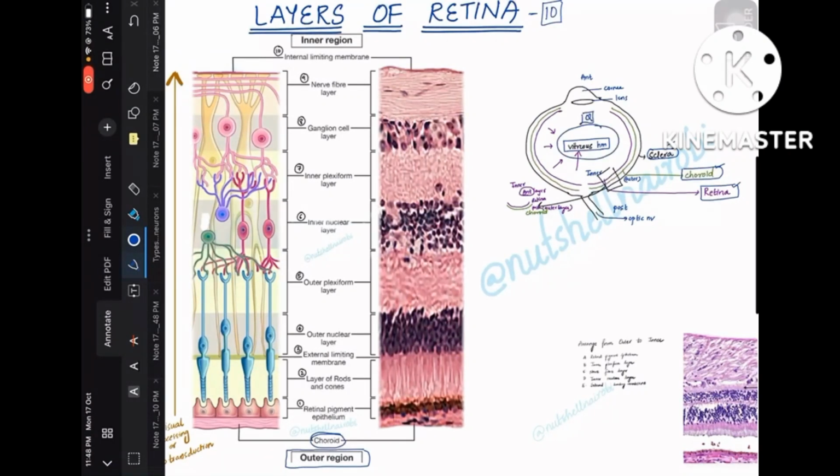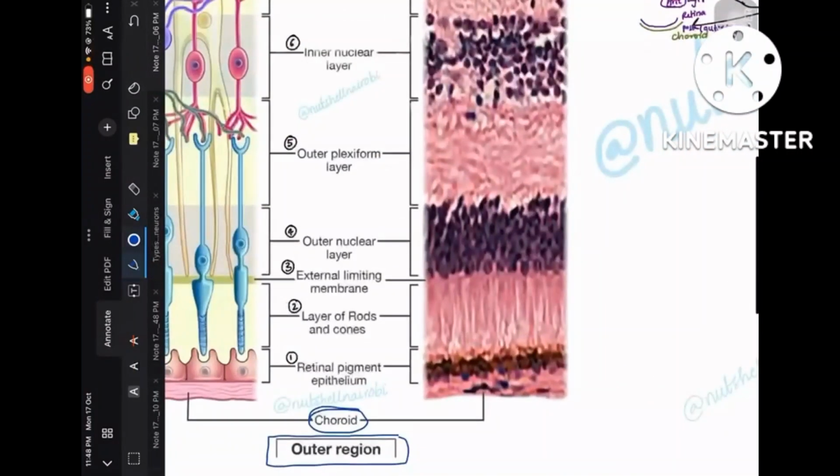So firstly, the layers of retina. There are 10 layers of retina starting from retinal pigment epithelium to the internal limiting membrane. So the name itself tells that internal limiting membrane should be towards the inner region, whereas the retinal pigment epithelium always starts from outside, right? So epithelium is outside, that is towards the choroid.